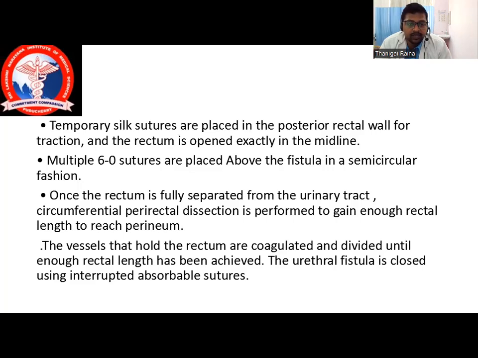Temporarily, silk sutures are placed in the posterior rectal wall for traction and the rectum is opened exactly in the midline. Multiple 6-0 sutures are placed above the fistula in a semicircular fashion. Once the rectum is fully separated from the urinary tract, circumferential perirectal dissection is performed to gain enough rectal length to reach the perineum. The vessels that hold the rectum are coagulated and divided until enough rectal length has been achieved. The urethral fistula is closed using interrupted absorbable sutures.